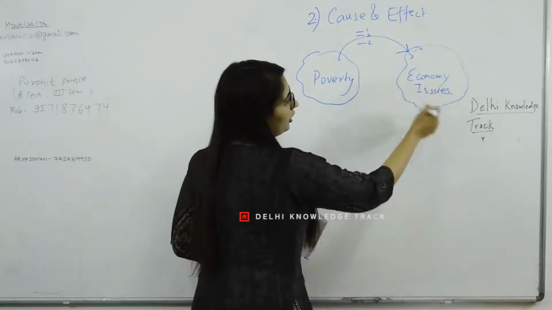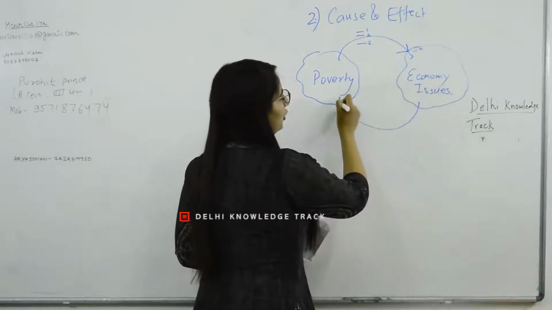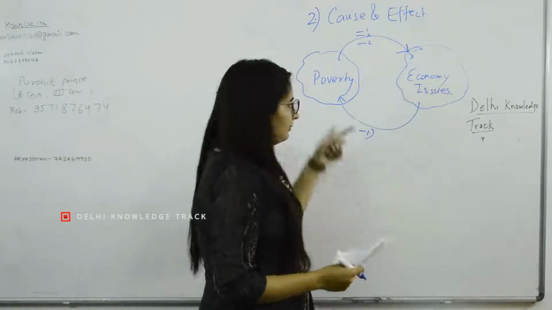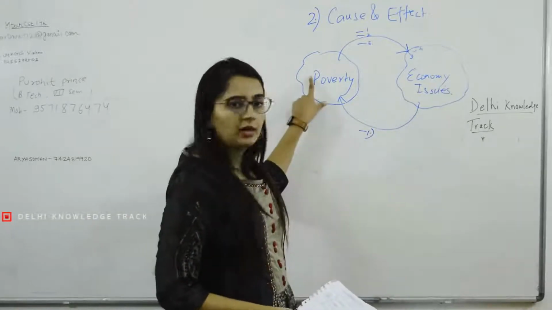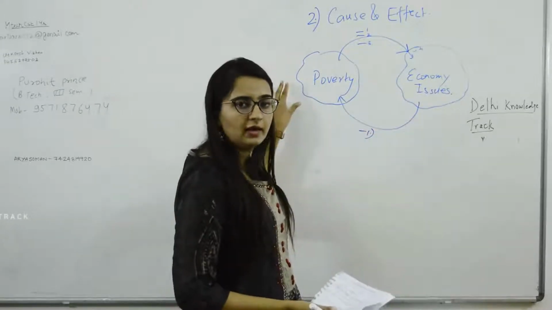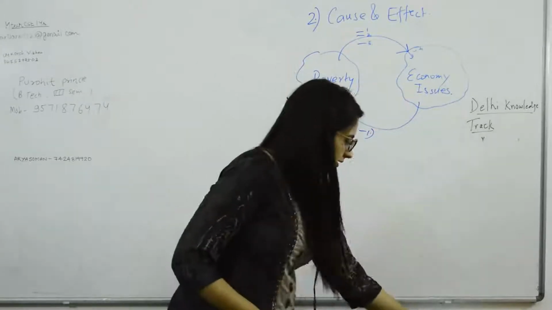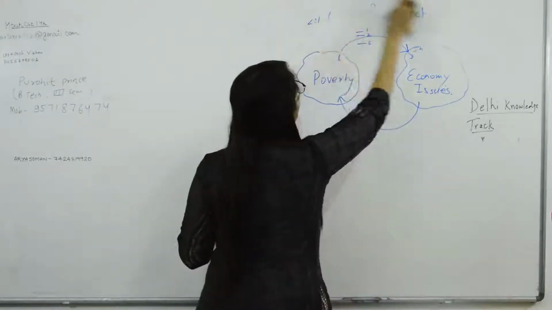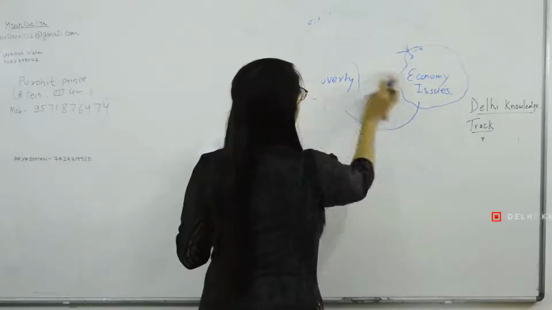Again, if there are economic issues in the country, then how will it lead to poverty? It is very simple. People will not get employment. Then how will people earn? There is no income, so they become poor. So this way we can show the cause and effect relationship, and it holds in a lot of places. Okay, coming to the next type.